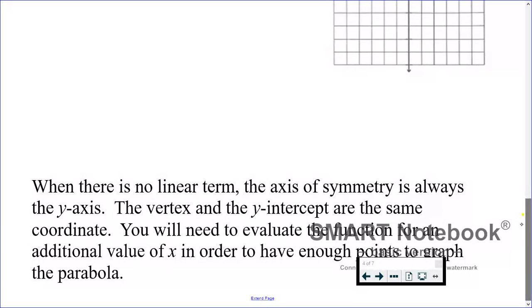And then this part of the notes is really just talking about what I just explained, right? Since there is no linear term, the axis of symmetry is the y-axis, and it's the y-intercept. So you need to do that other step twice.